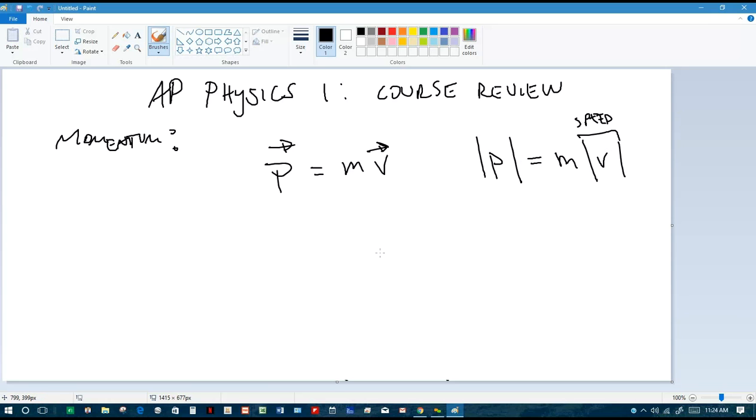The units for it would be whatever the combination of units for m and v are. So kilograms for mass, velocity, meters per second. So the units are kilograms times meters per second.